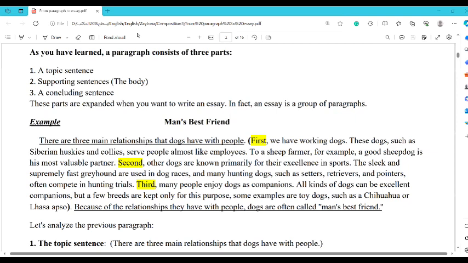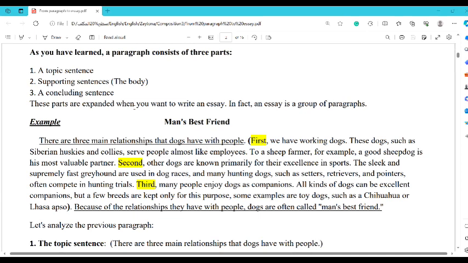Races, and the many hunting dogs, such as setters, retrievers, and pointers, often compete in hunting trials. Third, many people enjoy dogs as companions. All kinds of dogs can be excellent companions, but a few breeds are kept only for this purpose.